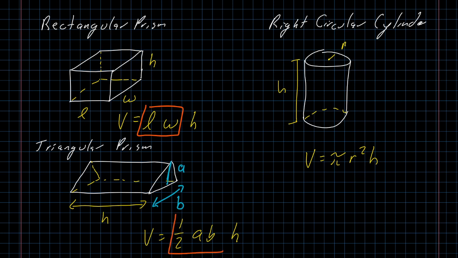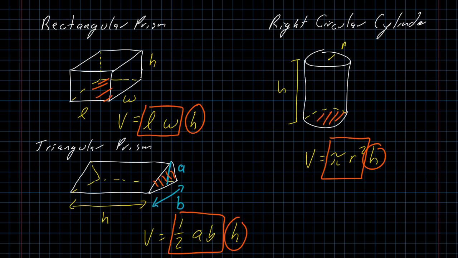All of these formulas have something multiplied by height. And for all of these formulas, that something is the area of the base. The area of a rectangle is length times width. The area of a triangle is 1/2 altitude times base. The area of a circle is pi r squared. Take that area, multiply it by the height, you get the volume.